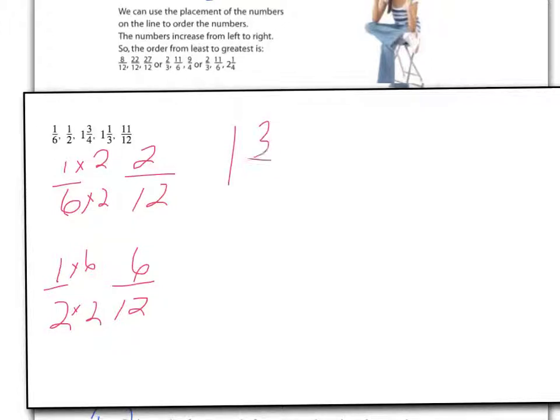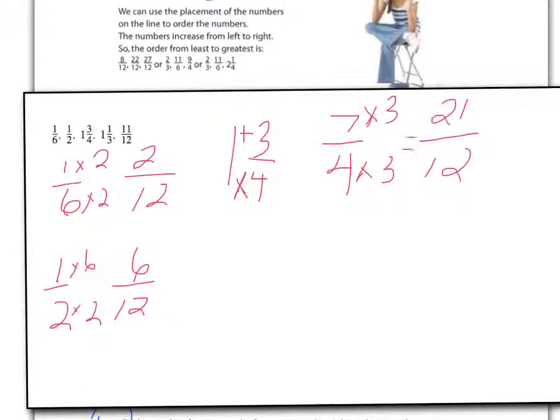1 3/4 is tricky because it is a mixed number, so I'm going to make it into an improper fraction so it's easier to work with. 1 times 4 is 4, plus 3 is 7, so that would be 7/4. To make it into something out of 12, 4 times what is 12? 4 times 3 is 12. What I do to the bottom, I also have to do to the top. So 7 times 3, so that'd be 21/12. Okay, so these are the ones that I'm ending up with here.